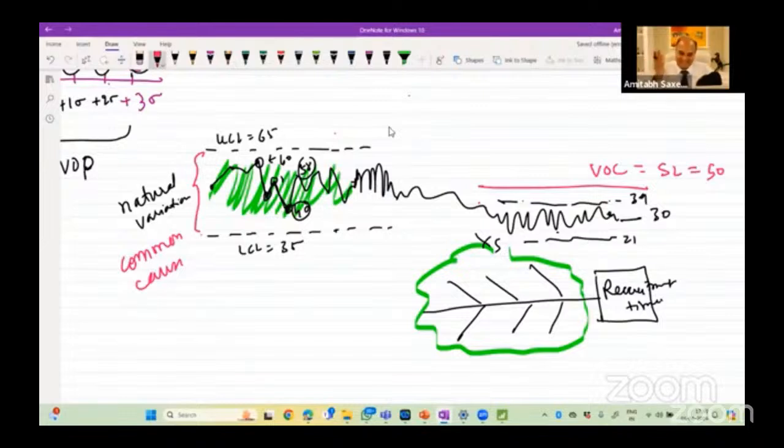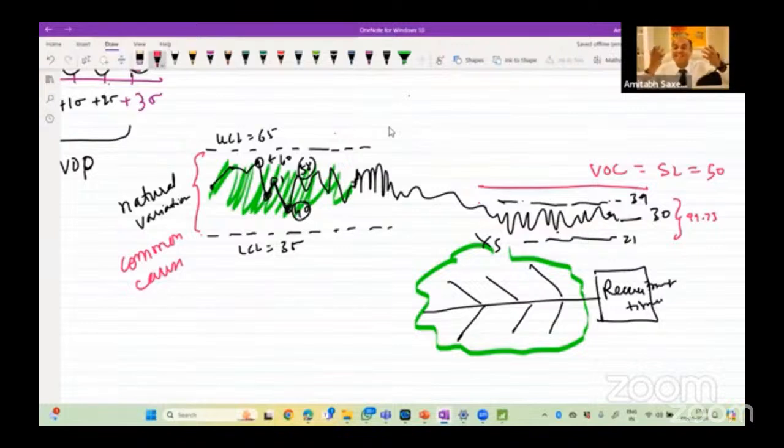Zero defect in 1 million opportunities. A very low probability of going beyond, see, forget about 50. You are not even going beyond 39. 99% of the time, you are between 21 to 39. 99%. And you are under control. Your control limits have changed. Earlier, our control limits were 35 to 65. Now your control limits have changed to 21 to 39.